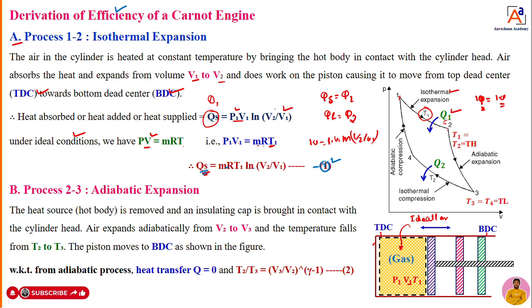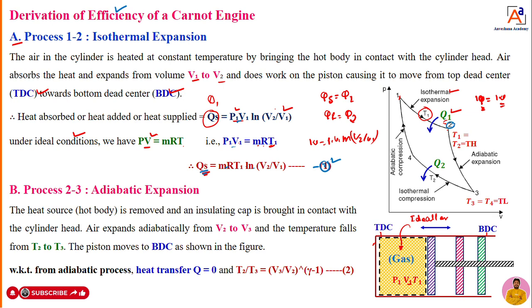So what is heat supplied? Heat supplied is equal to work done, that too for isothermal expansion, that is P1 V1 ln of V2 by V1. Whereas P1 V1, from the ideal gas equation PV equals mRT, where M and R are constants, I will keep as they are, and T is the variable, so I write T1. So P1 V1 is equal to mRT1. I substitute this value here, so heat supplied Qs is equal to mRT1 into ln of V2 by V1. That I will call equation number 1. So process 1 to 2 is over.